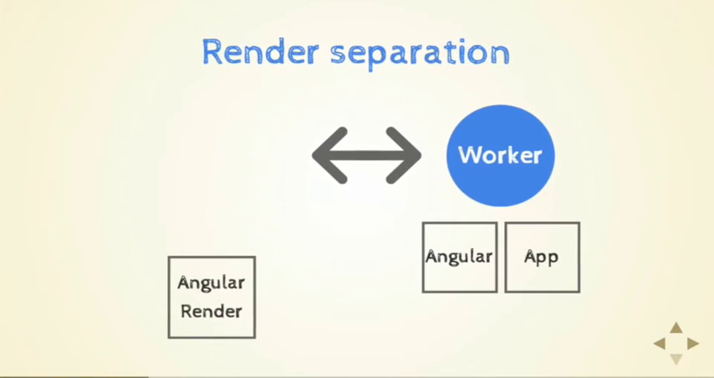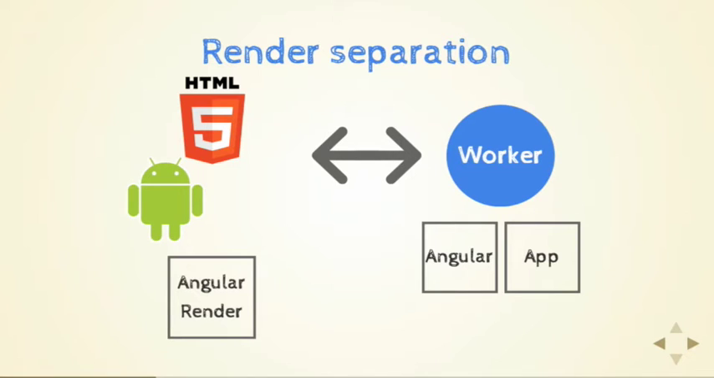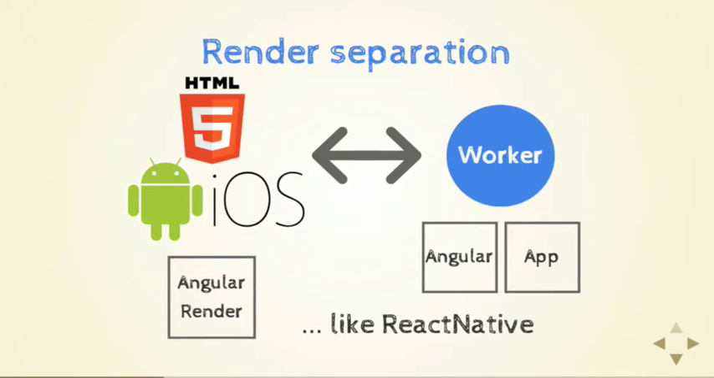And also, they started thinking about what we could improve in that approach if we leave just the render in the main thread. We could provide additional renderers for HTML5, for Android, or for iOS, and basically everything else will be the same on the mobile platform as well. This mobile renderer will also use an approach like React Native, directly connecting to the view tier inside the mobile platform without any web view.